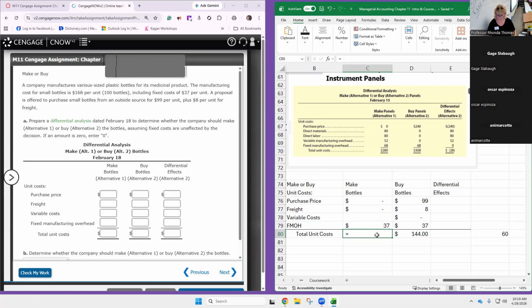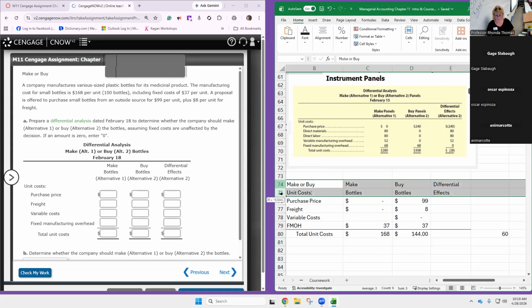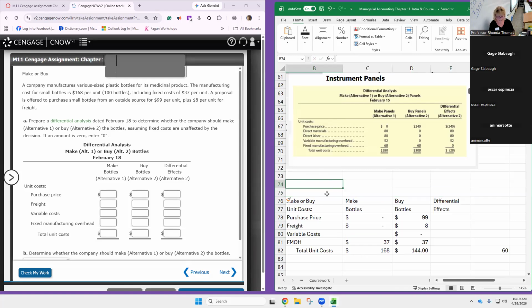Okay, so once again, when we're making the bottles, it's costing us $168 for a case of 100, which is a unit. Just in case, I like to make note: 100 bottles equals a unit. It's good to write that down because there may be a time that they want us to find out how much it is by the bottle, and then we would be able to do that.